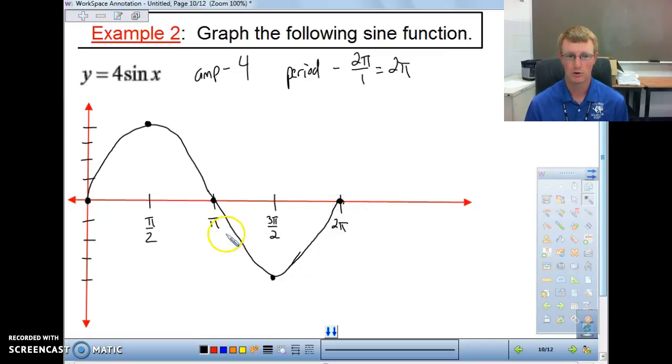But it looks the same. It's just a little bit higher and a little bit lower. And actually it looks almost exactly like what we just graphed. We just made the intervals a little bit smaller.